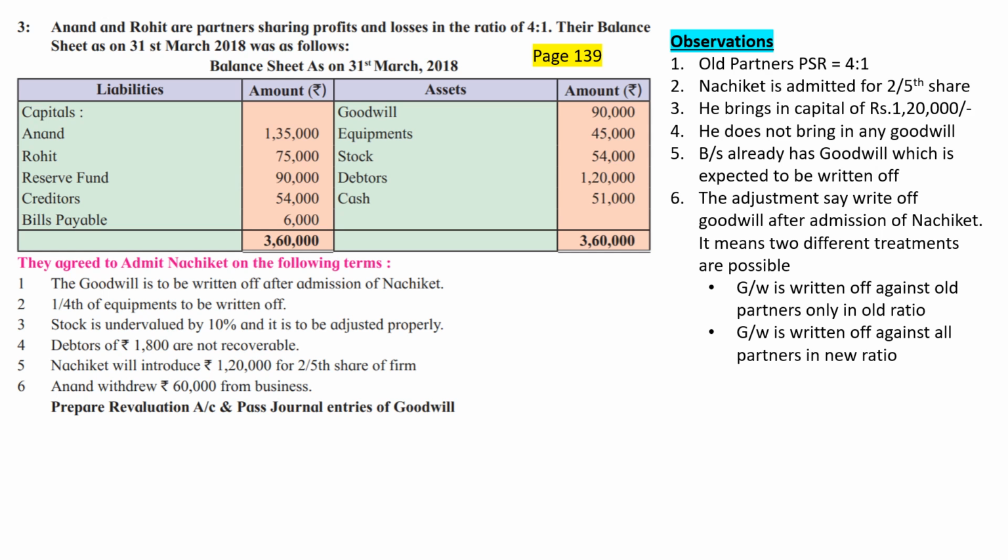The wording is stock is undervalued. Stock is undervalued. That means it is not required to be undervalued by us, but it is already undervalued in the given balance sheet. So there is some amount of stock which is the correct amount of stock, but in the balance sheet the correct amount is not appearing. Instead of that, the correct amount is undervalued by 10%, and after undervaluing it by 10%, the remaining amount is given in the balance sheet.